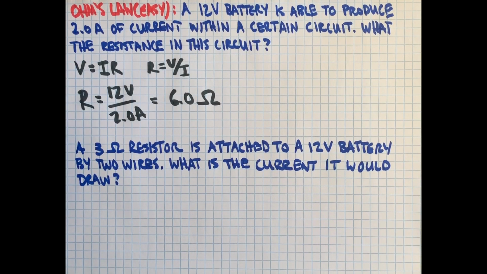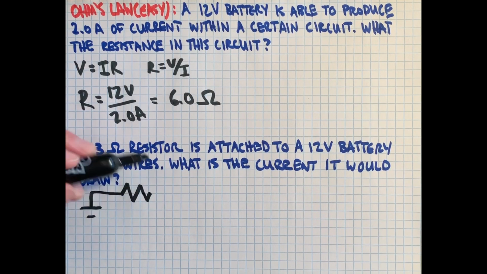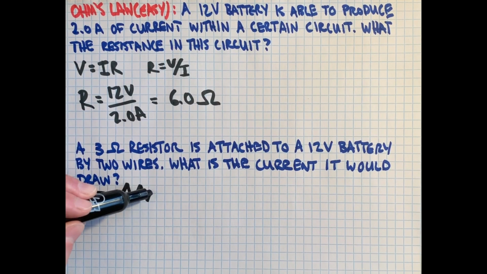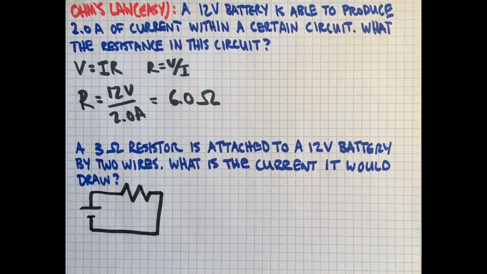So now we want to know, if we have a 3 ohm resistor that's attached to a 12 volt battery by 2 wires, so let me draw that for a second here. We often draw a battery like so, and then we would say we have a resistor in there. There's the symbol for resistor. It's just a squiggly line. And then we go back to the battery here. This would be the circuit that we have here. This would be a 3 ohm resistor.